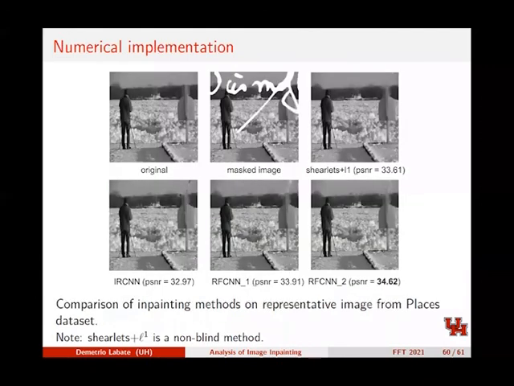And here are some representative images from Places where I have the original image, the masked image, the shearlet approach, and then the different RFCNNs in two types of configurations. Keep in mind that the shearlet method is in fact non-blind. The shearlet method implicitly assumes the location of the mask, while the methods below don't. And so you can achieve better performance despite not knowing where the mask is located.